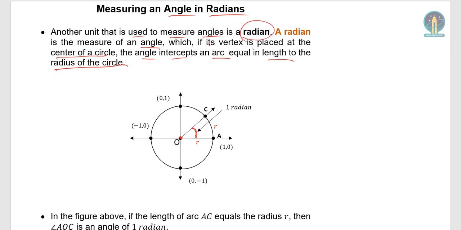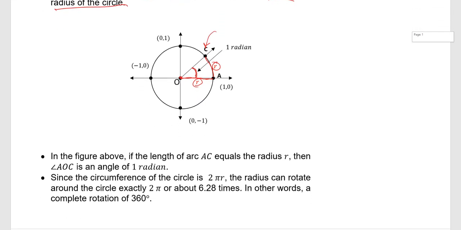So if this circle has radius 1 unit, then the length of this arc is 1. So the length of the arc is the same as the length of the radius. r and r. 1, 1, 2, 2, etc. So the whole point is for the length of the arc to equal the length of the radius.